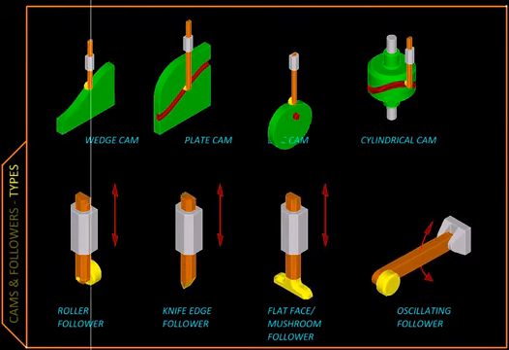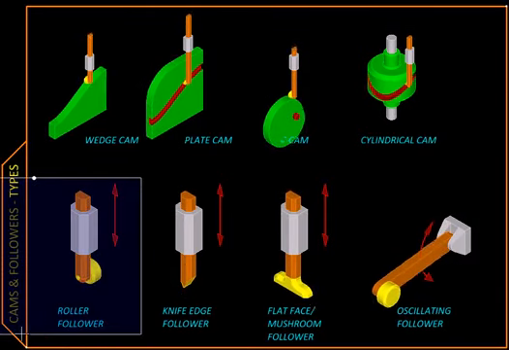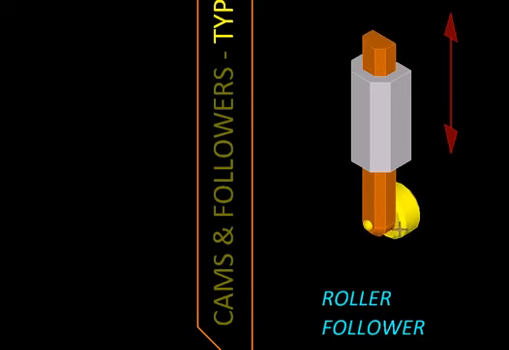For example, here we have a follower at the end of which a roller is attached so that the friction between the follower and the cam can be minimized. So this is called a roller follower. A roller follower cannot very closely follow the profile of the cam.